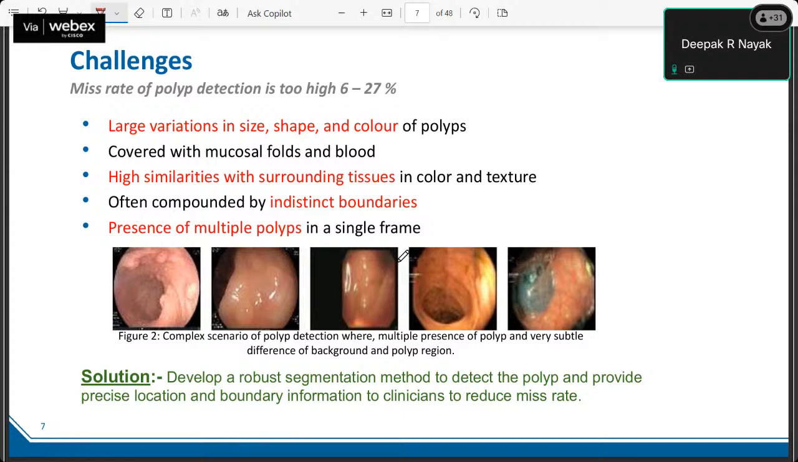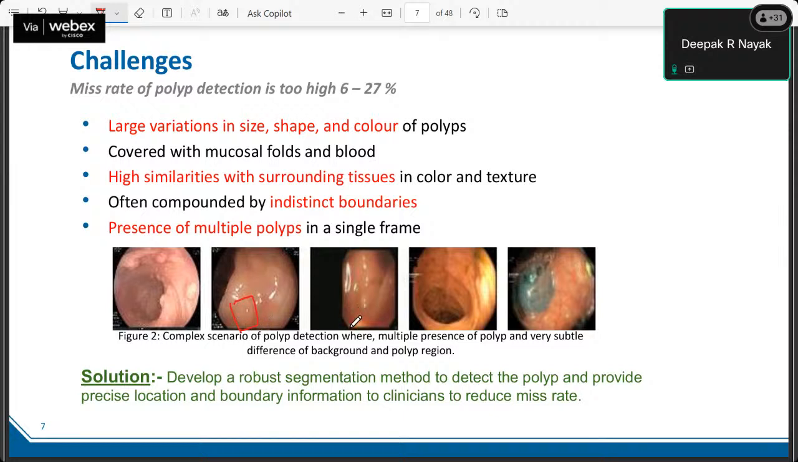Here are some of the challenges, as I already mentioned. Of course, there are a lot of challenges the doctors face while detecting the polyps, which leads to colorectal cancer. And the polyps have a high miss rate, which we already discussed. And the polyps have large variations in size, shape, and color, right? So there are different types of polyps. You can see over there, here is a flat polyp, which is very, very difficult to identify because it has the same texture as the surrounding tissues. So it is sometimes difficult to identify the polyps in these cases, right?